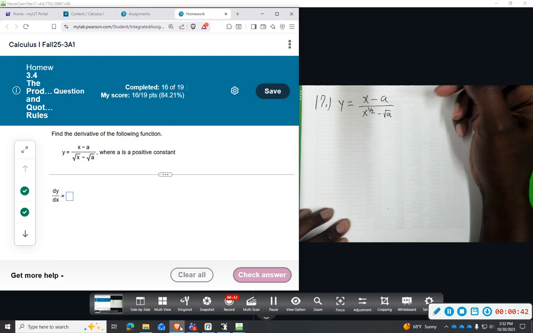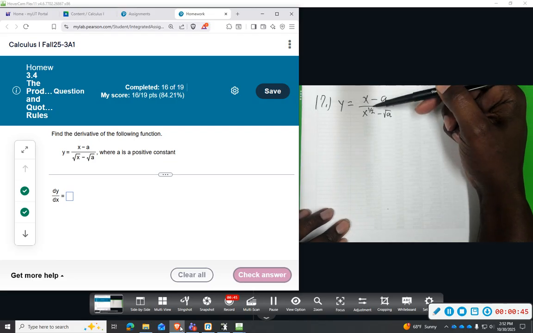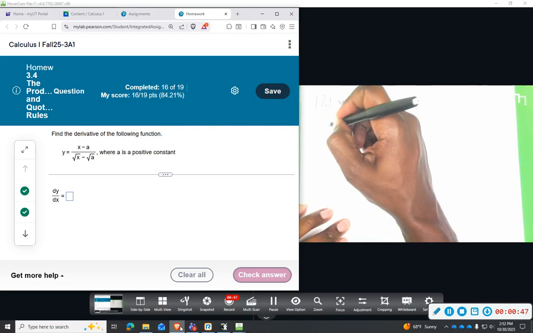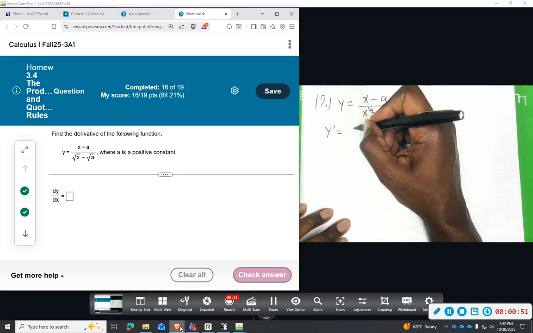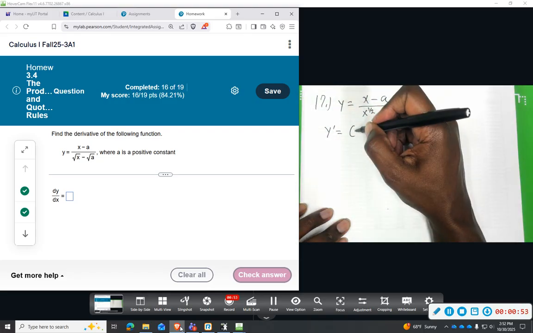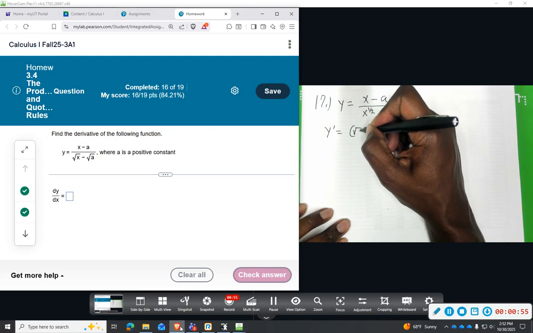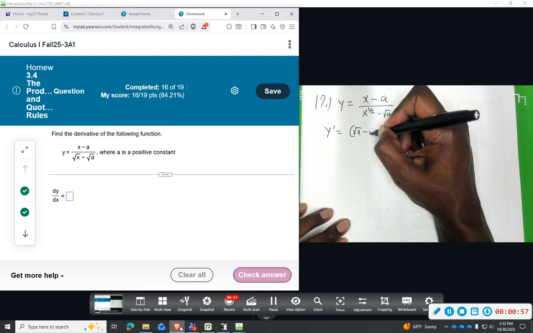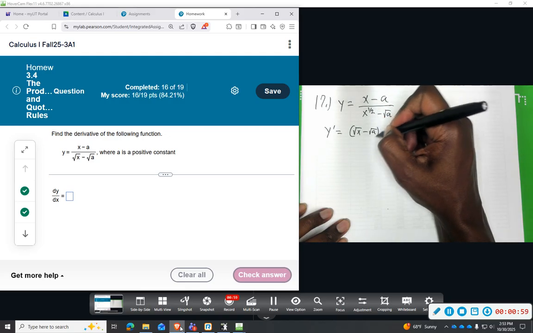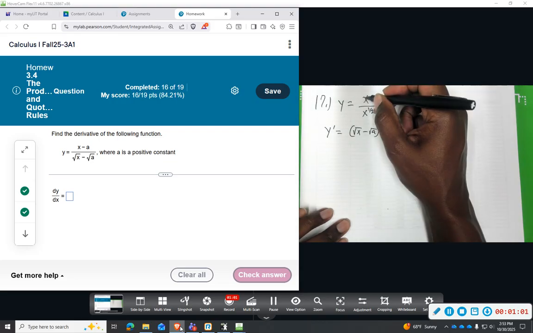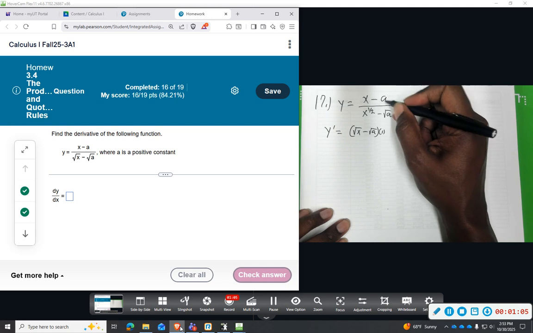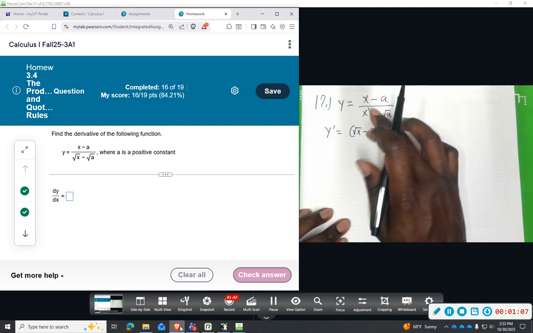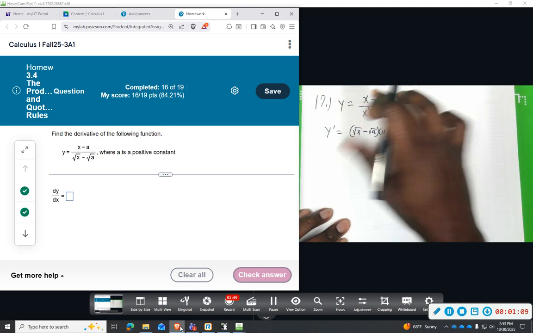Okay, so we have a quotient, so we have to do the quotient rule. When we find the derivative, we'll do the bottom, which I can just leave for now, square root of x minus square root of a, times the derivative of the top. So the derivative of x will just be 1, and then the derivative of a constant is 0.